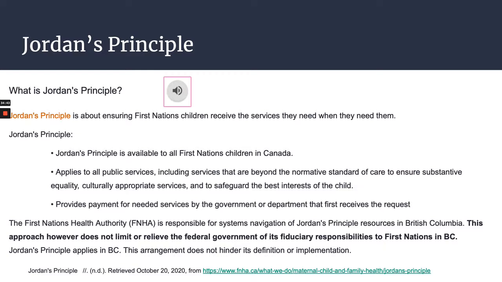The First Nations Health Authority, FNHA, is responsible for systems navigation of Jordan's Principle resources in British Columbia. This approach, however, does not limit or relieve the federal government of its fiduciary responsibilities to First Nations in BC. Jordan's Principle applies in BC. This arrangement does not hinder its definition or implementation.